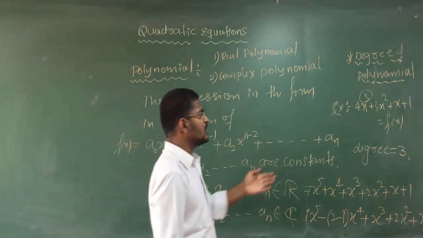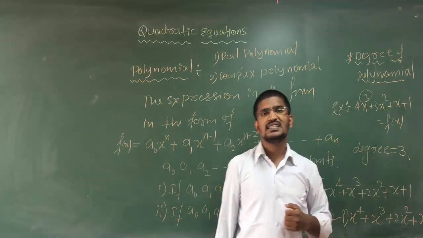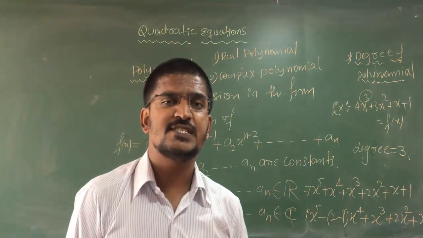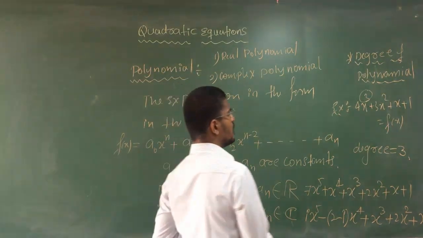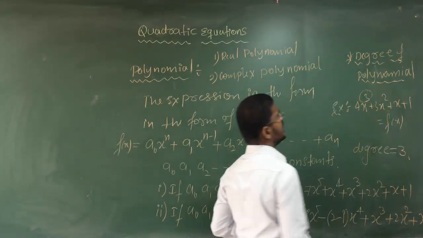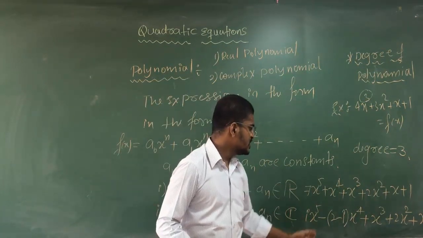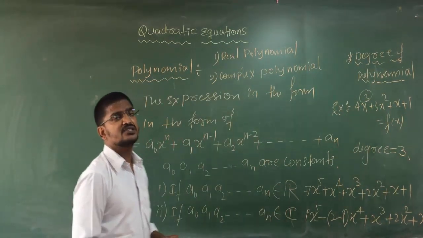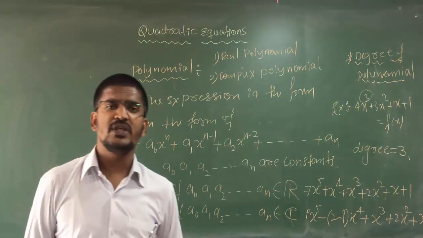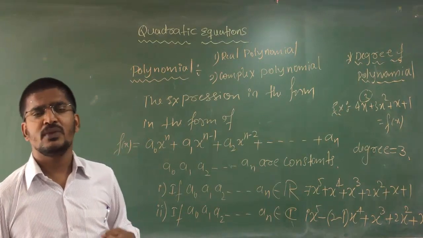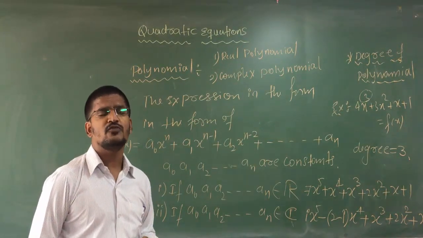For example, here the degree is 3: 4x cube plus 3x square plus x plus 1 equal to f of x. The degree is 3. Here the degree will be 5. Clear, my dear students? So from this you got to know polynomial, complex polynomial, real polynomial, and examples of the degree of the polynomial.